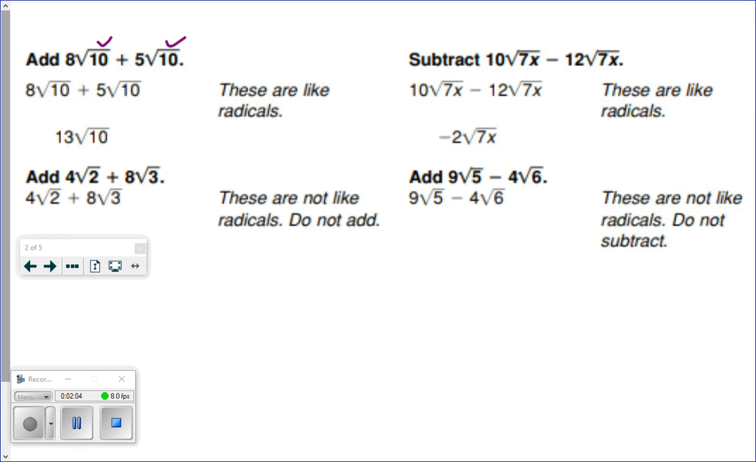On the right side, 10 square root of 7x minus 12 square root of 7x. These guys are a perfect match. So I can then take 10 and that negative 12 and combine them and get negative 2 square root of 7x. If they're different, like the two bottom examples, 4 square root of 2 plus 8 square root of 3, then we don't add them or subtract them because they're not like radicals. We just make sure that each individual one is simplified, and that's as much work as we can do.